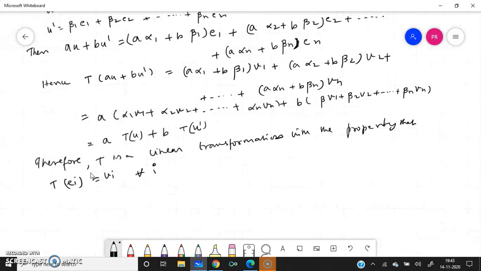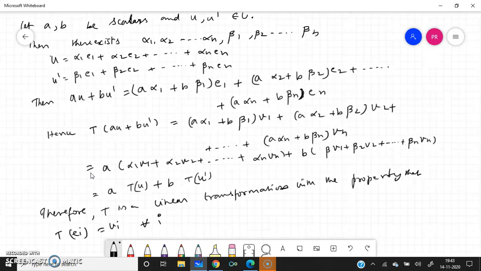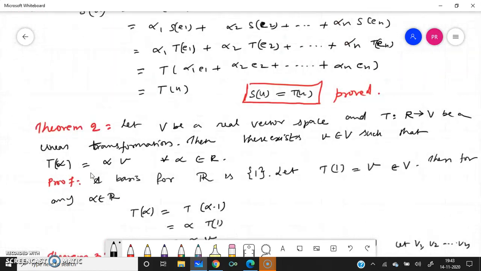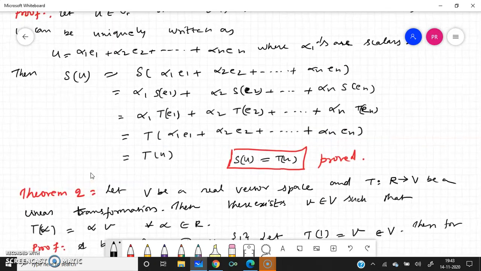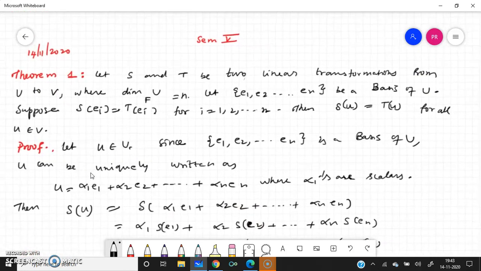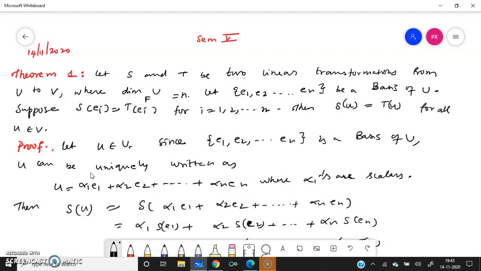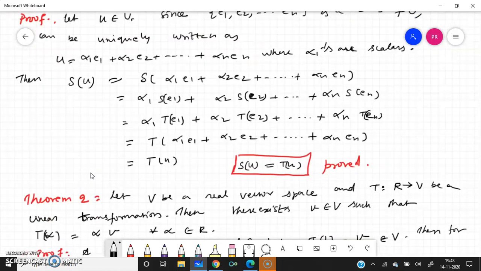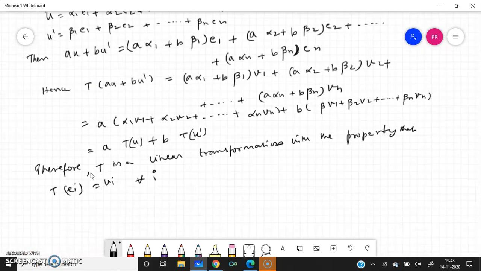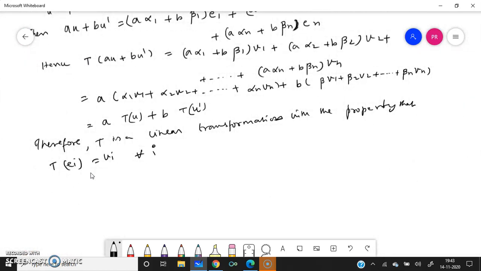And we have to prove it is unique. In the previous theorem, theorem 1, what we have told is, if S and T are two linear transformations from U to V, where dimension of U is n, and e1, e2 and so on to en are a basis of U, suppose S of ei equals T of ei, then S of u will be T of u for every u, that is, it is unique. S of u equals T of u. Same way, using that property, the uniqueness is also proved.